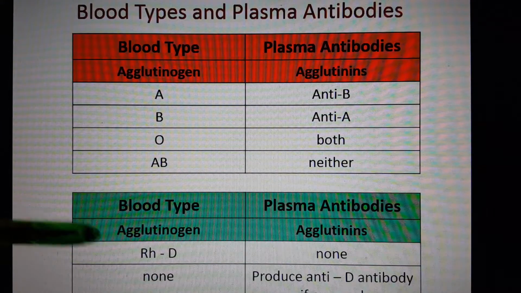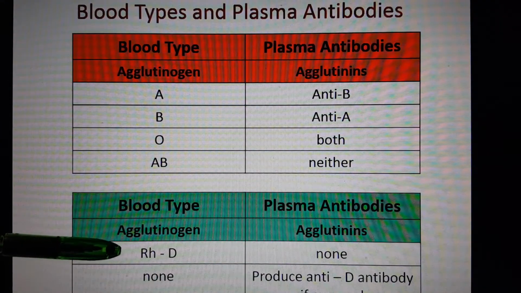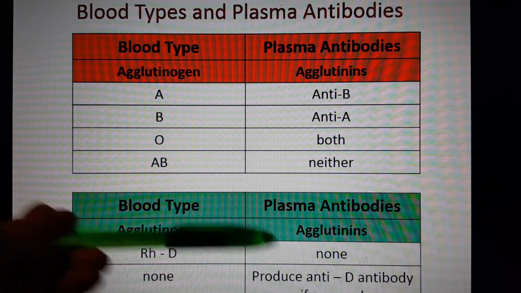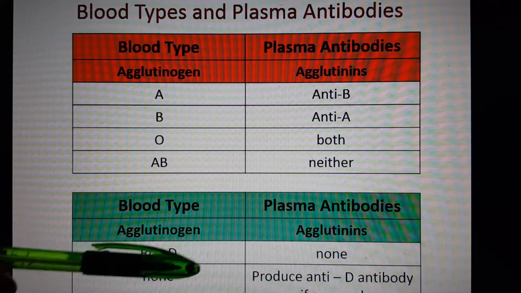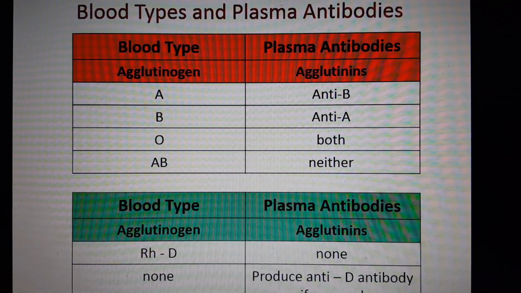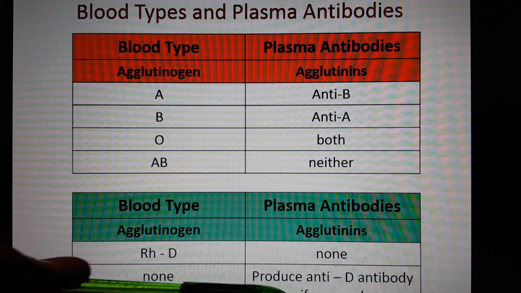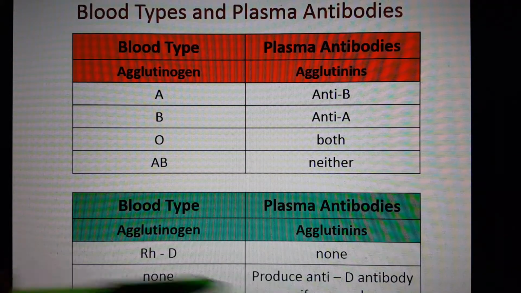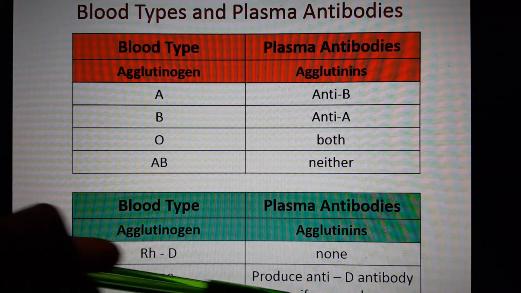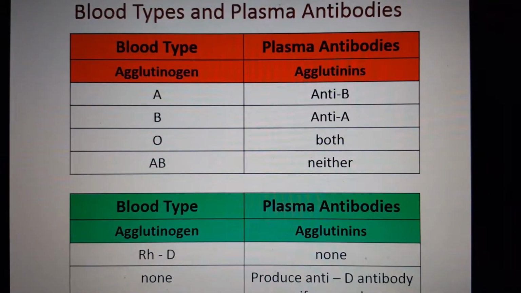Individuals that have the agglutinogen for the positive Rh factor do not make antibodies or agglutinins against that Rh factor, the RhD factor specifically. But someone who is Rh negative, if they are exposed to Rh positive blood, then they will produce antibodies against that Rh factor. So, for example, if they're exposed to the RhD one, then they'll produce antibodies against it.